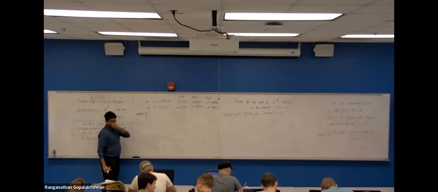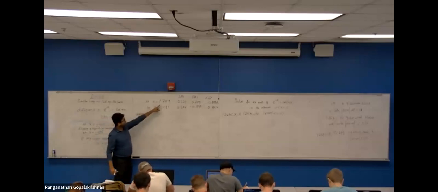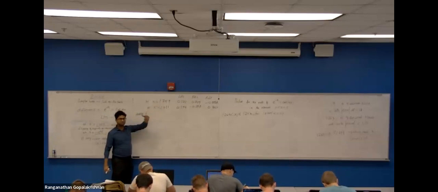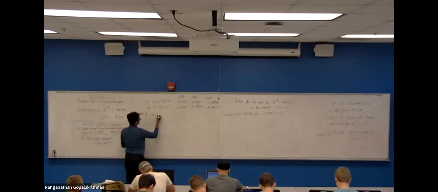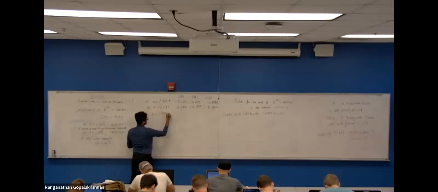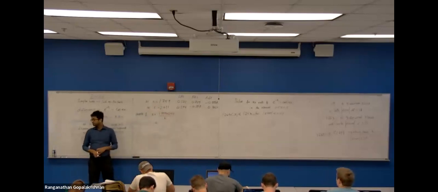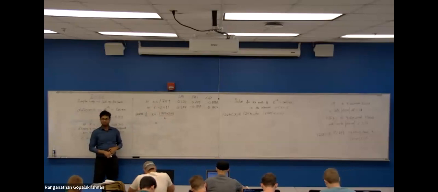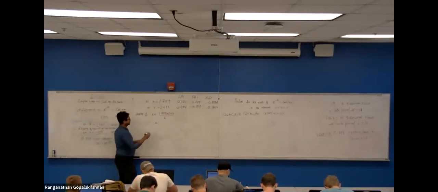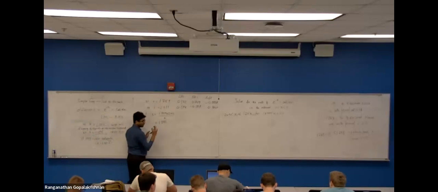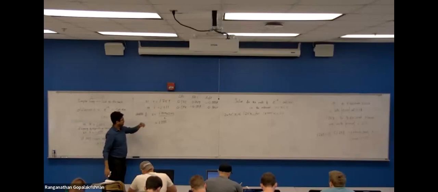So iteration 1, we know that the root is between 1.759 and 2.011. What's the first step? Take the midpoint of these two, right? The midpoint, say x equals 1.759 plus 2.011 divided by 2. And what is that? 1.885, right? 1.885 to 3 decimal places. I'm rounding off the last decimal point.